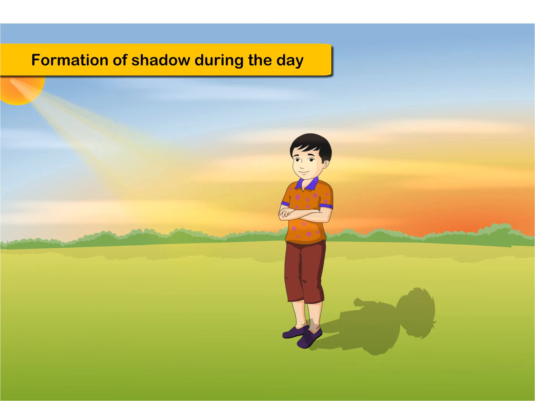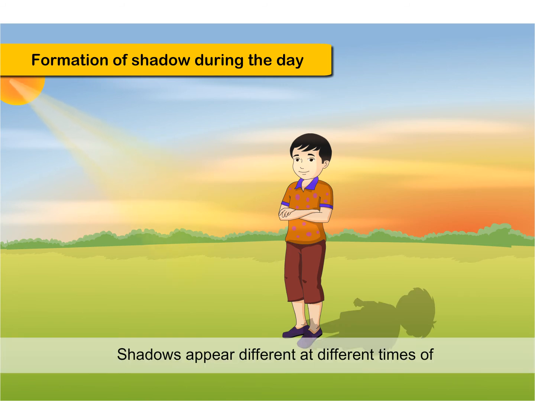Formation of shadow during the day. Shadows appear different at different times of the day because the size and the position of a shadow depend on the size and position of the source of light and the object. The shape and the length of the shadows change because the sun appears to move across the sky from morning to evening due to the movement of Earth.